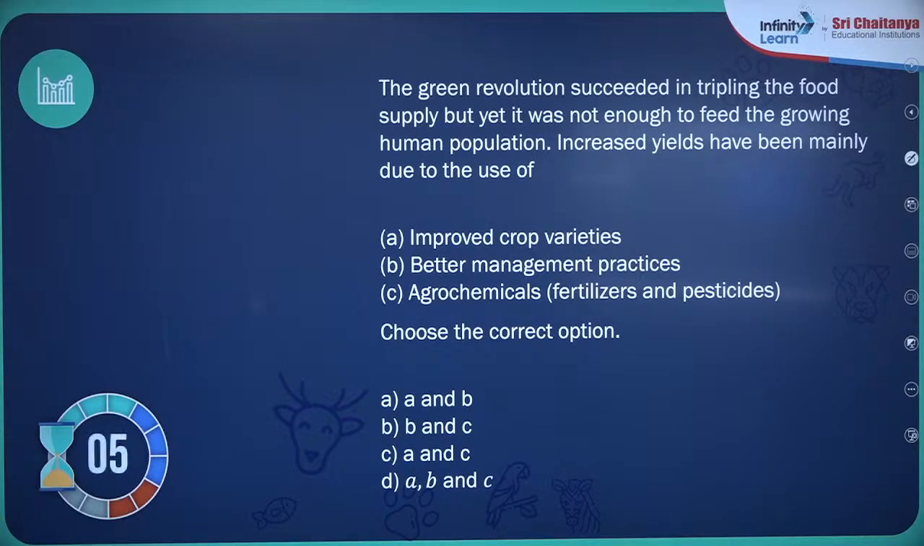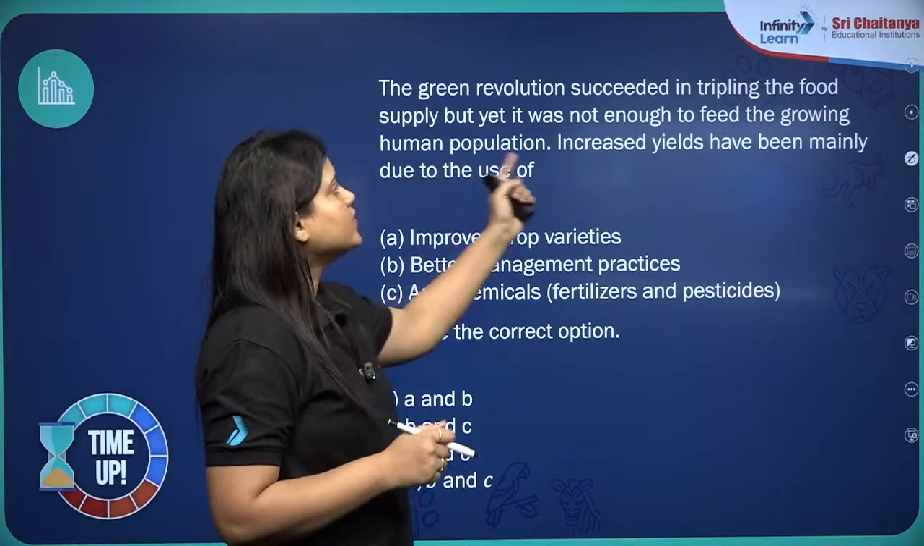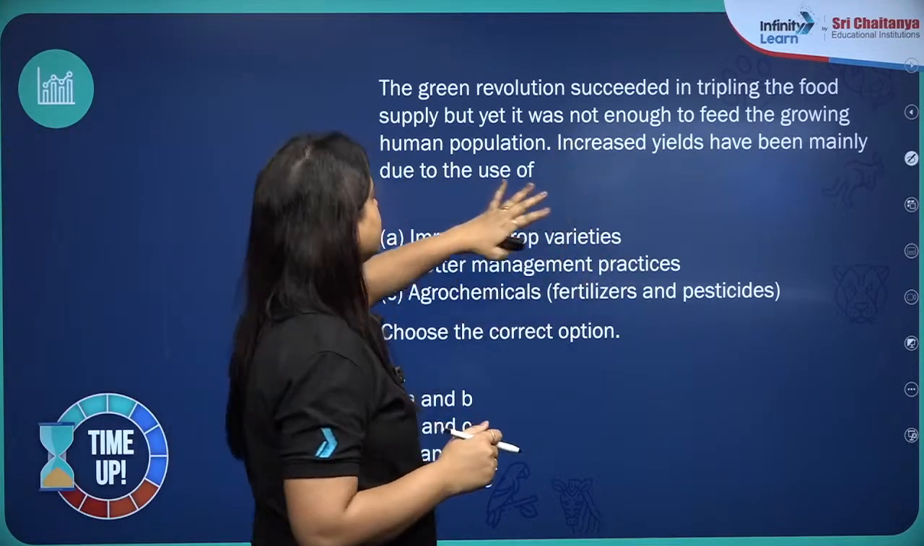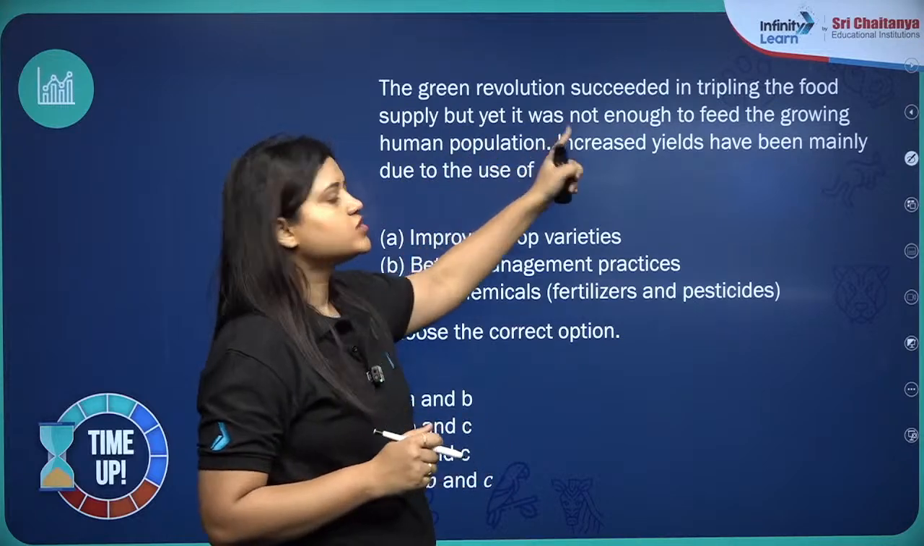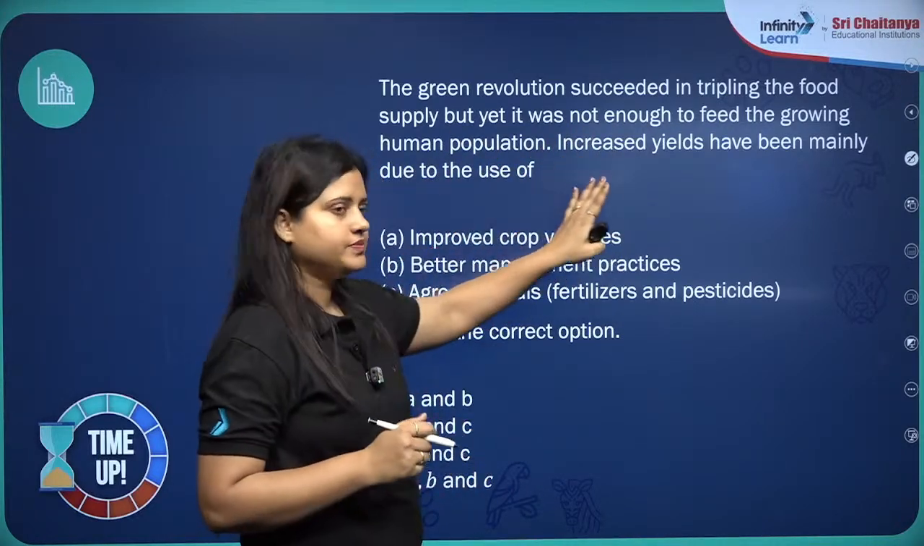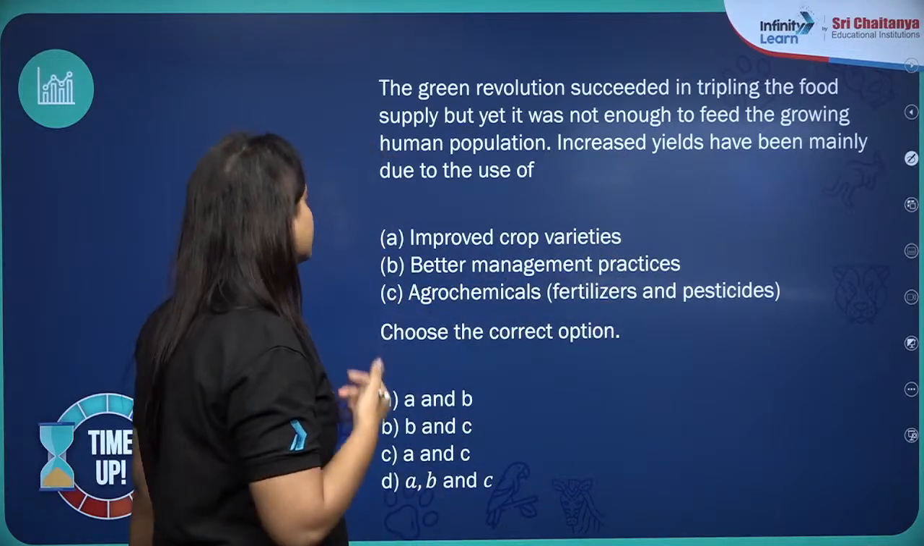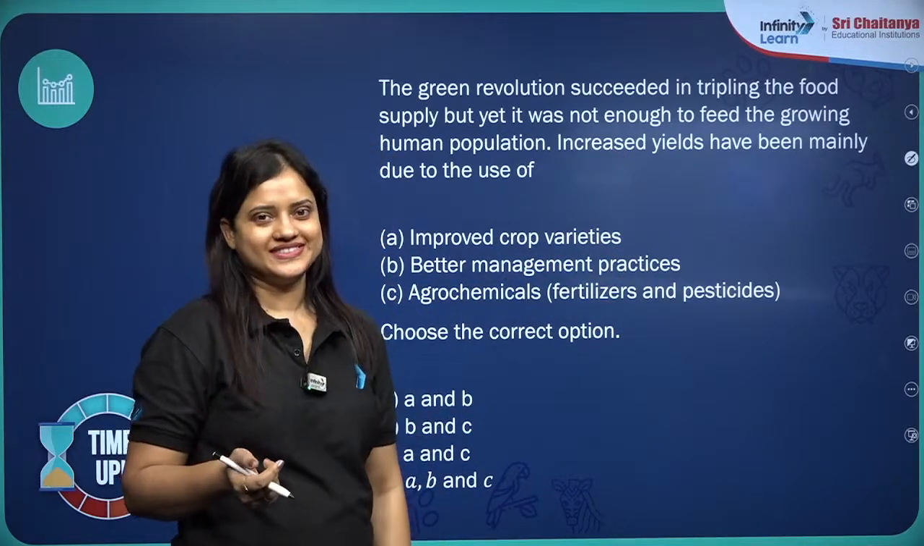Everyone, please try this question. Okay. So Green Revolution succeeded in tripling the food supply, but yet it was not enough to feed the growing human population. Increased yield have been mainly due to the use of.